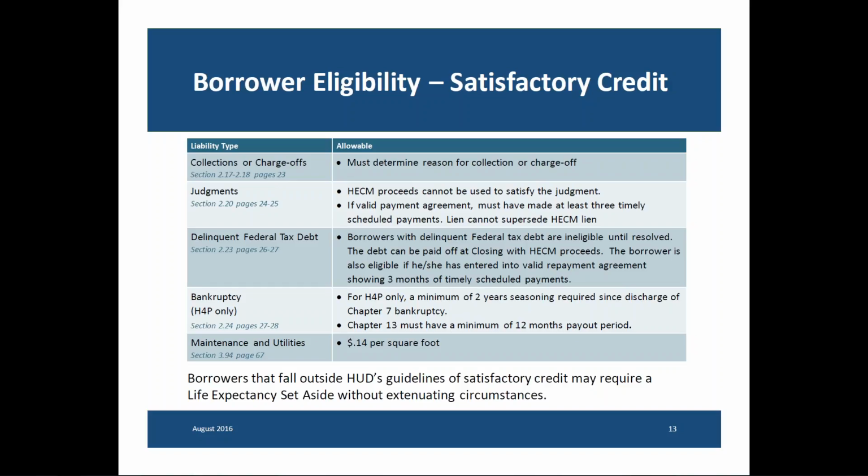And maintenance of utilities, we're looking at 14 cents per square foot. Now, borrowers that fall outside of these guidelines of satisfactory credit may require one of those life expectancy set-asides without extenuating circumstances.